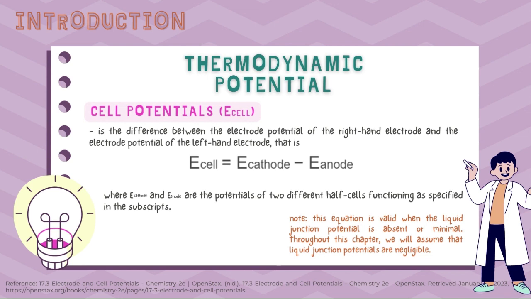are called cell potentials. It is defined as E cell equals E cathode minus E anode, where E right and E left are the electrode potentials of the right-hand and left-hand electrodes, respectively. This equation is valid when the liquid junction potential is absent or minimal. So throughout this topic, we will assume that liquid junction potentials are negligible.